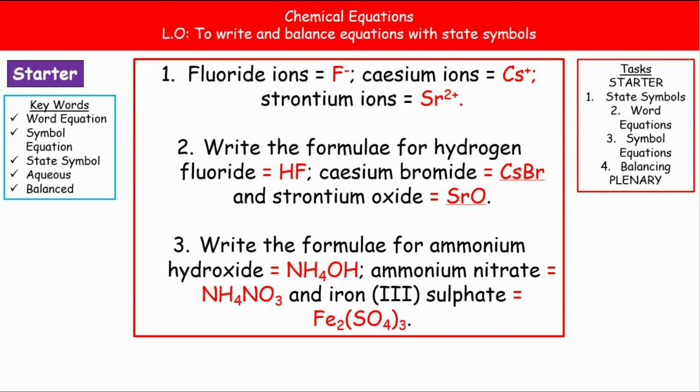Question 3, we had to write the formula for ammonium hydroxide, which would be NH4OH. Ammonium nitrate, which is NH4NO3. And iron 3 sulfate, which is Fe2, SO4 in brackets with a little 3. So obviously make sure that those numbers are in the right places. So the charges always in the top right, and the numbers of the individual atoms bottom right. So add it up for me, then you've got a score out of 9 for those. One other thing to make sure of is the capital letters and lowercase letters are in the right place.